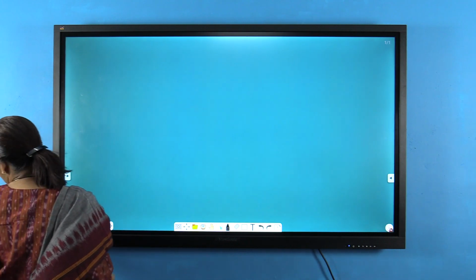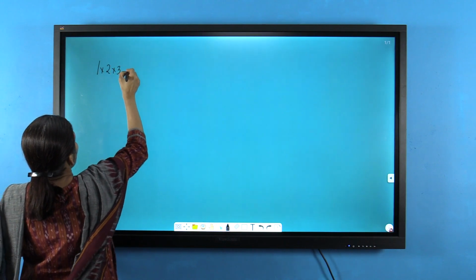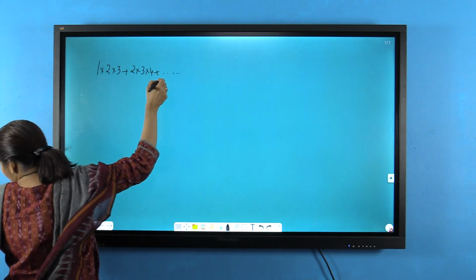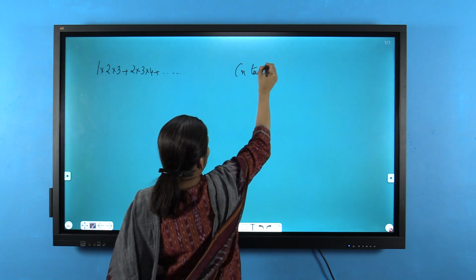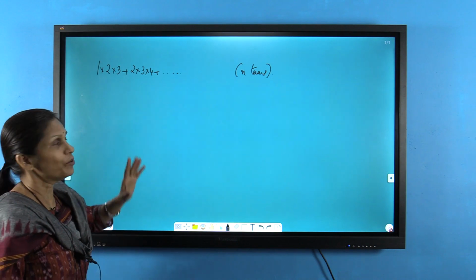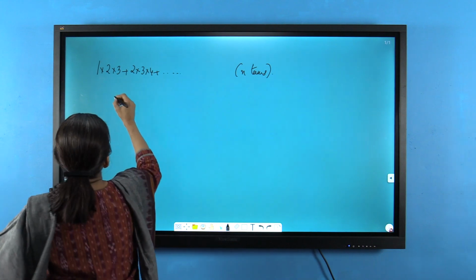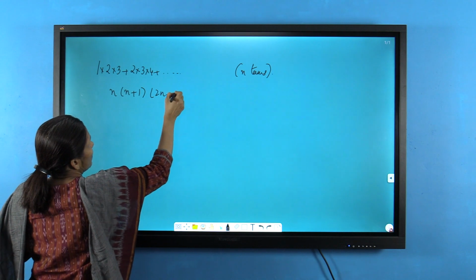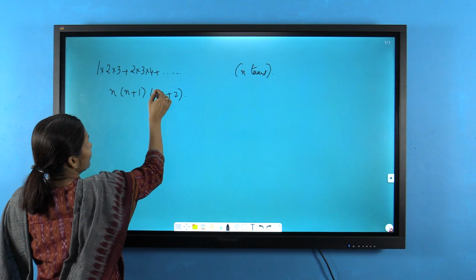Now, one more. Suppose you are asked to evaluate 1 into 2 into 3 plus 2 into 3 into 4 plus etc., n such terms. Write down its general term. What is the format that you see? Isn't it n into n plus 1 into n plus 2? Sorry, n plus 2.